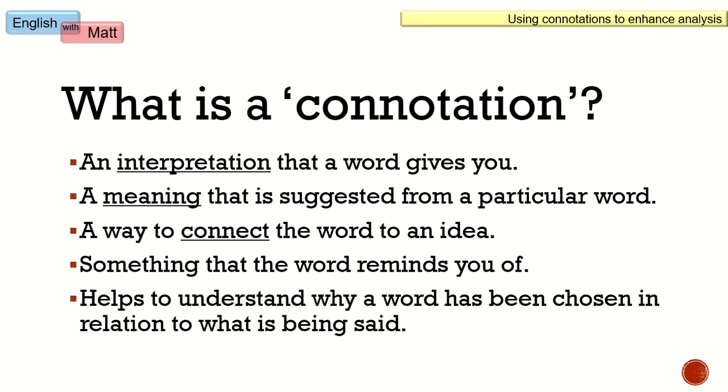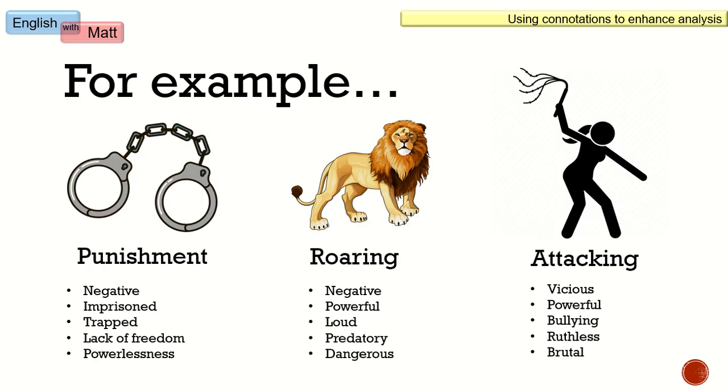It can be something that a word reminds you of, or it can be used as a way to help you understand why that particular word has been chosen in the context of what is being described. So there's usually a reason why that word has been used, because it's got something to do with what the writer is talking about. To give you three examples, we have here the words punishment, roaring, and attacking.